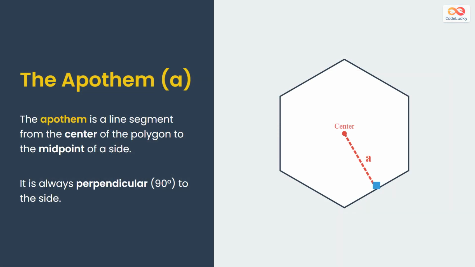To use our formula, we need to know a special line segment called the apothem, denoted by the letter a. The apothem is the distance from the center of the polygon to the midpoint of any side. It is always perpendicular to that side, forming a 90-degree angle.